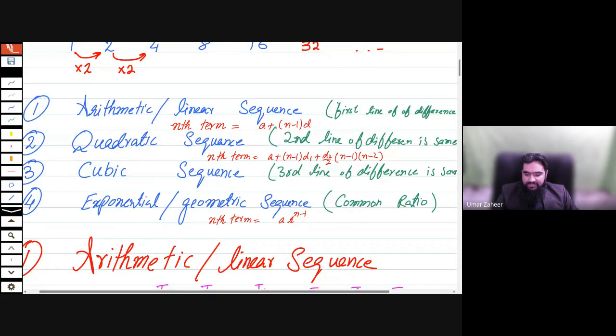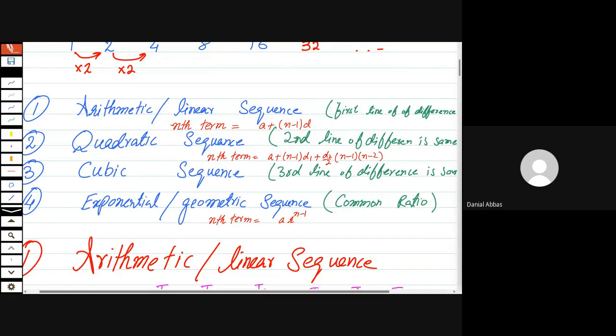Inshallah, in the next class, we will do the cubic sequence, and we will go for the topical questions as well. Yes, any question up to here? No, sir.